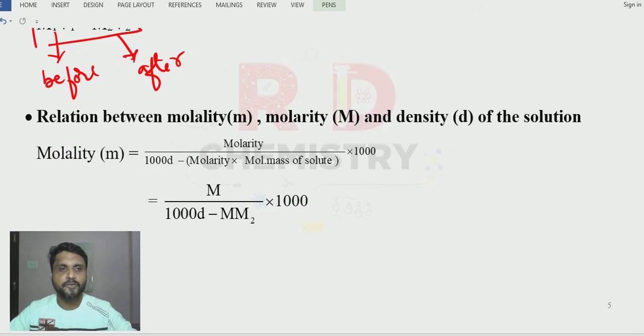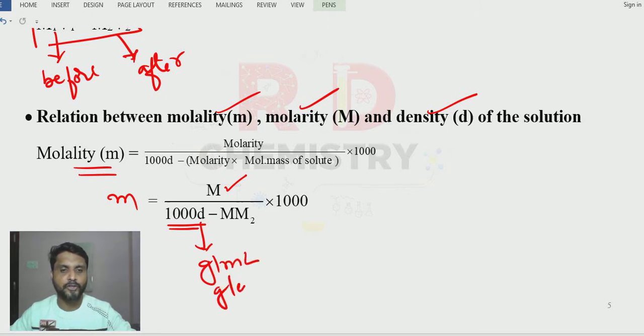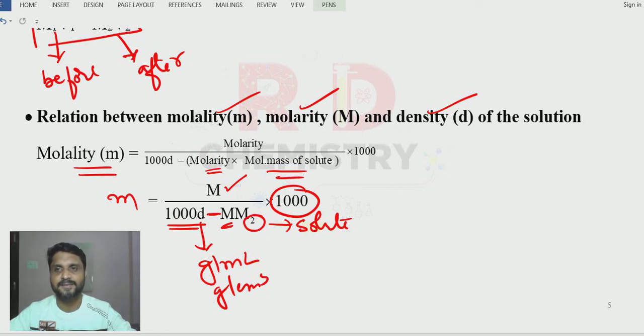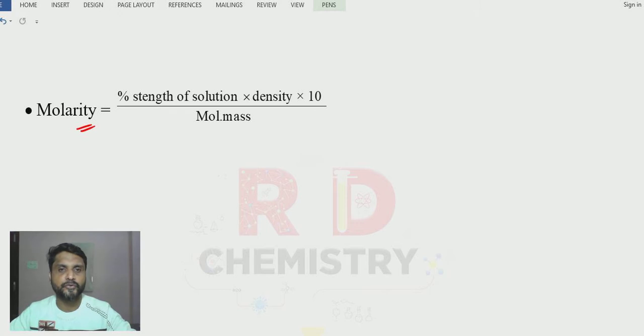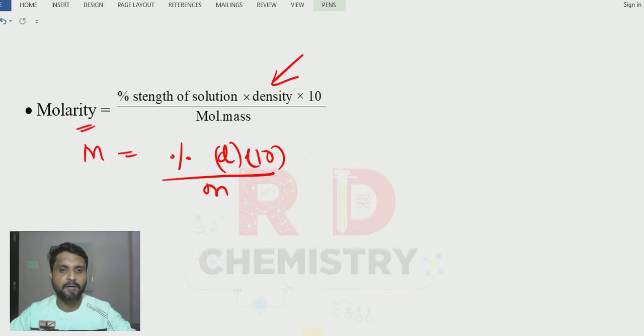See the relation between molarity and density of the solution. Molality small m is equal to molarity capital M divided by 1000 into density, where density is in gram per mL or gram per cm cube, minus molarity into molar mass of the solute. Remember, the subscript 2 is there, for the solute: molar mass of solute M2 into 1000. Now how to find molarity using density of the solution? Molarity is equal to percentage into density into 10, divided by the molar mass of the solute. So we can calculate molarity here.